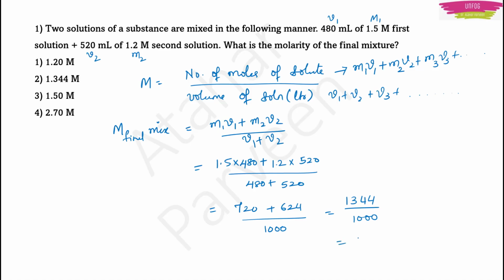If you see the options, you will get to know that 1.344. I have to remove the 1000 and put the decimal place here. M. This will be the molarity of the final mixture. So option 2 will be the right answer. Okay.